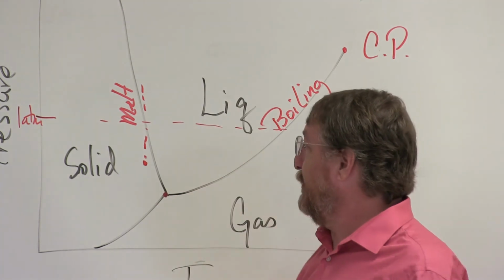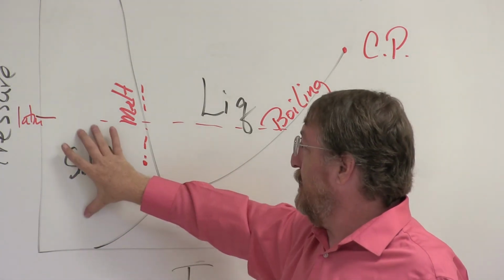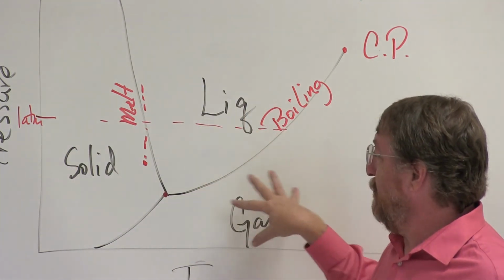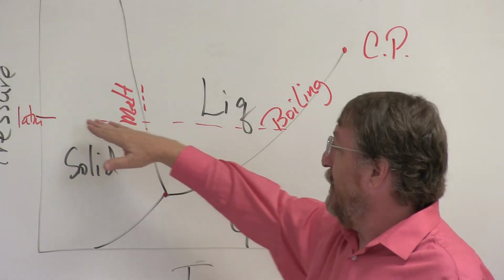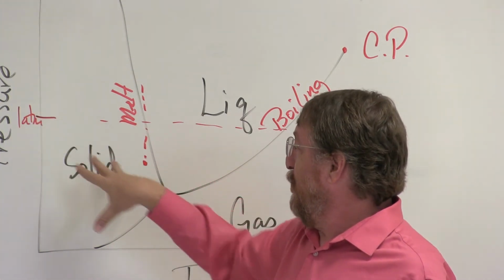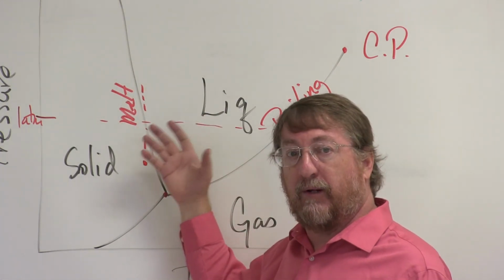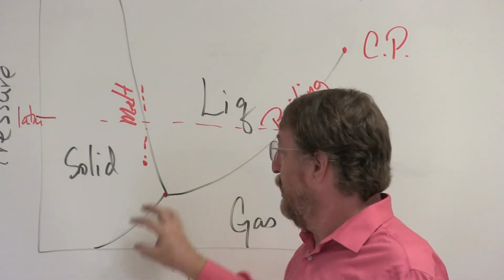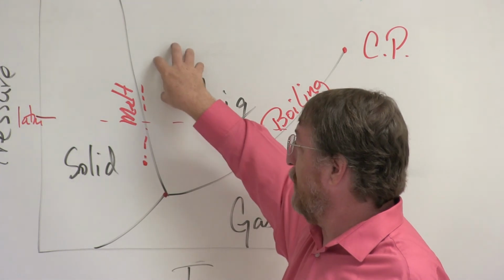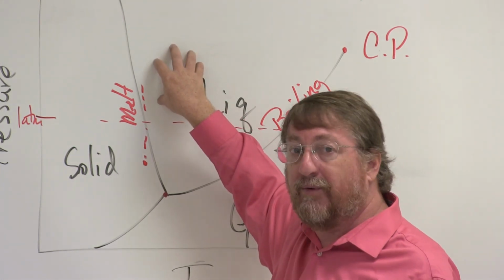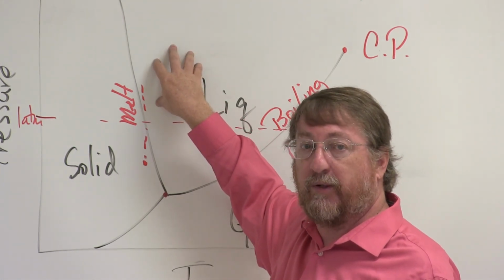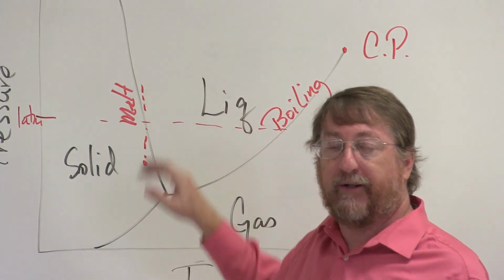Okay? So in summary, solid, liquid, gas, with liquid in between. If the triple point is below 1 atmosphere, then we'll have a normal melting point and a normal boiling point. If the triple point rises above 1 atmosphere, we'll never see the liquid phase under normal conditions. Okay? So that's our phase diagram.